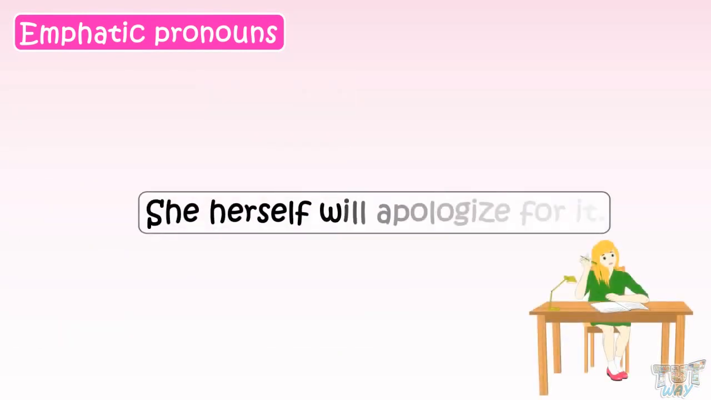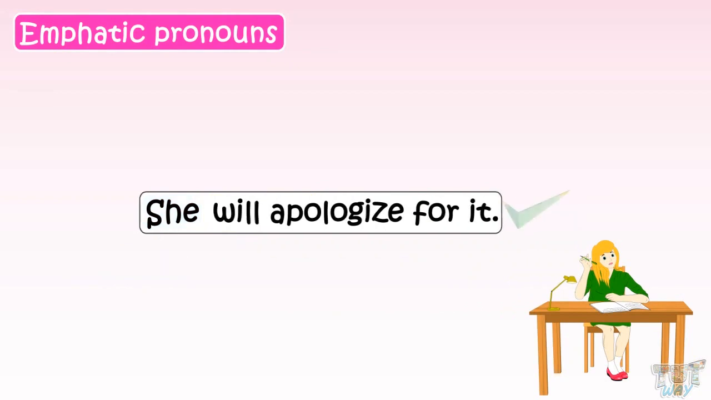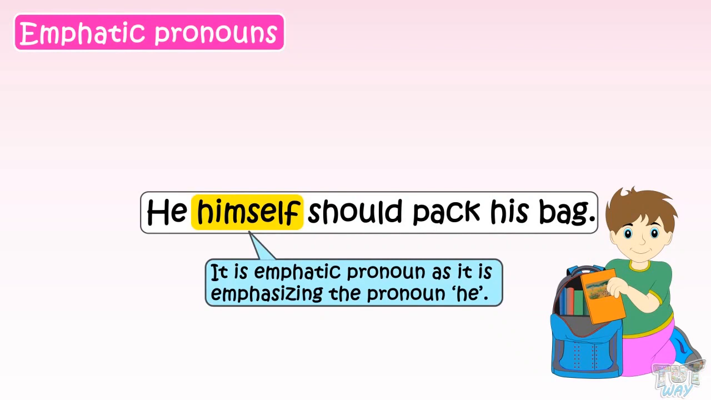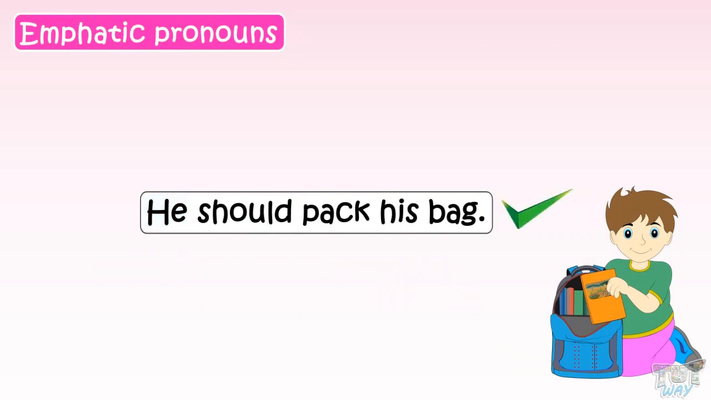She herself will apologize for it. Here, herself, a compound pronoun, is an emphatic pronoun, as it's emphasizing the pronoun she. And the sentence will remain meaningful if you remove herself. She will apologize for it. He himself should pack his bag. Here, himself, a compound pronoun, is an emphatic pronoun, as it's emphasizing the pronoun he. And the sentence will remain meaningful if you remove himself. He should pack his bag.